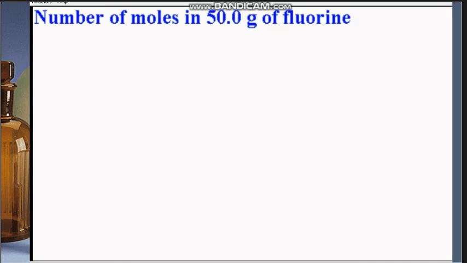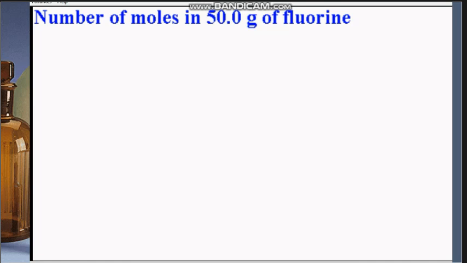So let's understand what the mole allows you to do. Here I've got 50.0 grams of fluorine. That's something that can easily be measured in the lab. I'm going to use that information in the concept of the mole to actually count the number of atoms of fluorine in that sample. Now that's pretty impressive, and that's what the mole concept allows you to do. Let's get to it then.